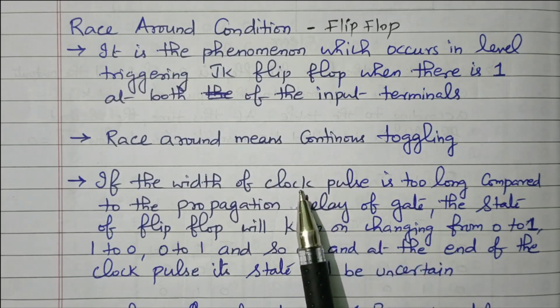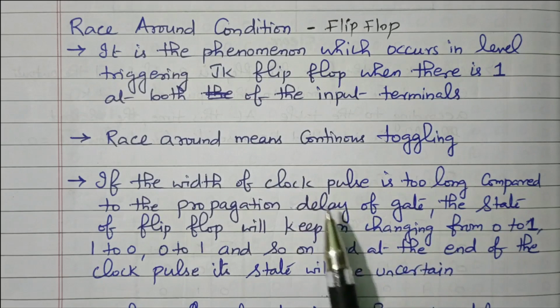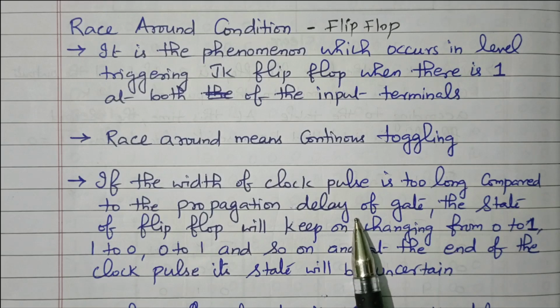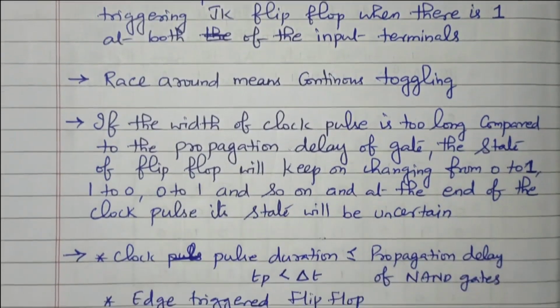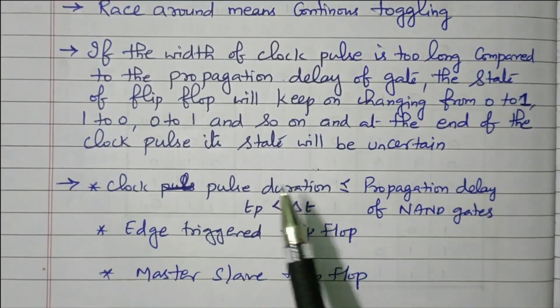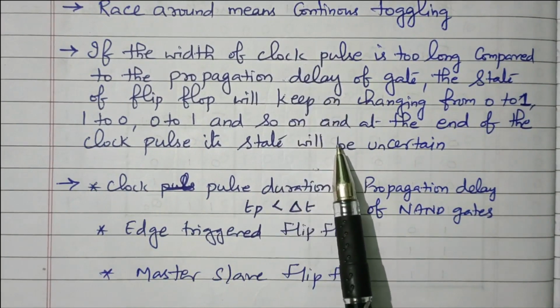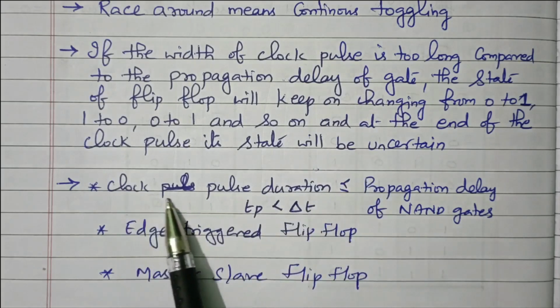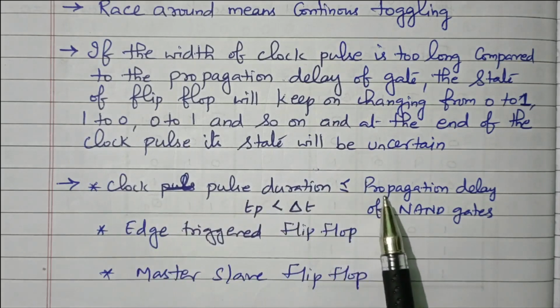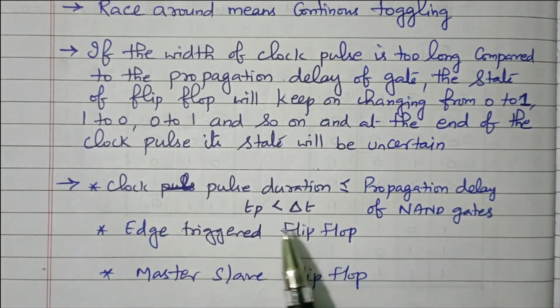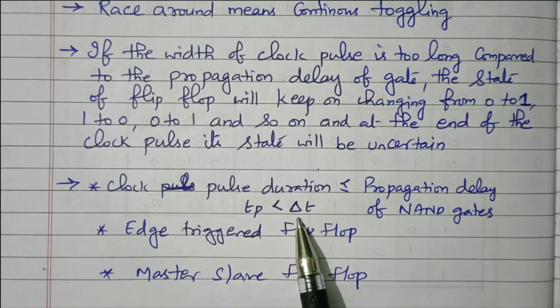So we need to maintain the clock pulse less than the propagation delay of the gate. That is one thing. Another thing is we can go for master slave flip flop, that is, two flip flops connected in series. That is the remedy for this race around condition. So when the clock pulse is more and the propagation delay is less, the race around condition exists, that is 0 to 1, 1 to 0 changes. So the clock pulse duration should be less than or equal to the propagation delay of the NAND gate. That is, Tp, the clock pulse, should be less than Δt, the propagation delay of the NAND gate.